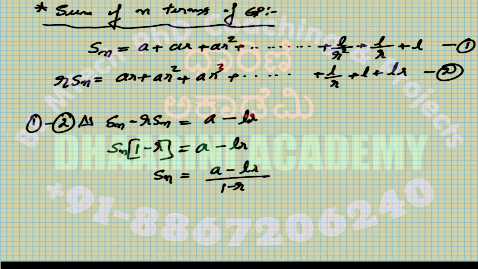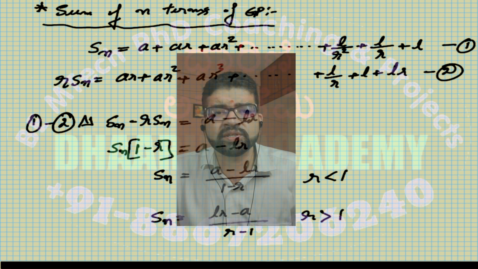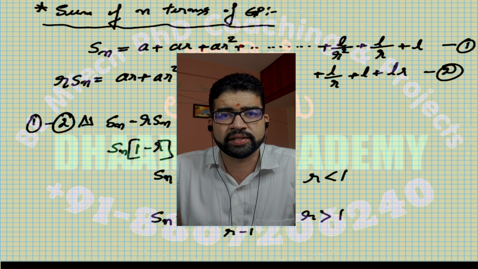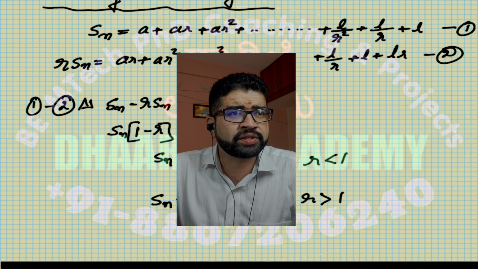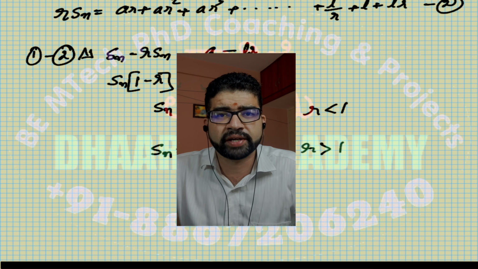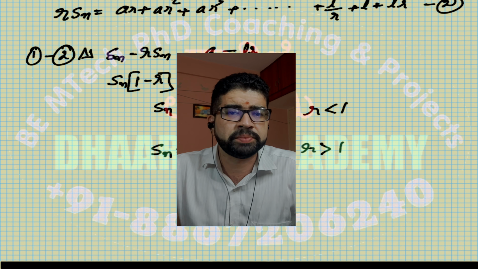Actually, this can be slightly varied now. A minus LR, whenever this R is less than 1, but I can modify this into LR minus A divided by R minus 1 if R is greater than 1. So we use the same equation in two formats depending upon our requirement. These are the equations to calculate the sum of n terms of a GP.